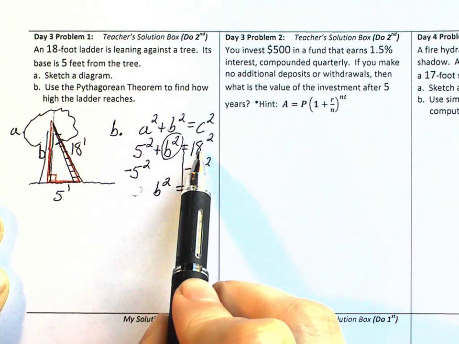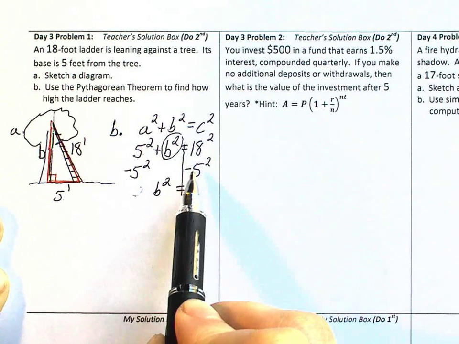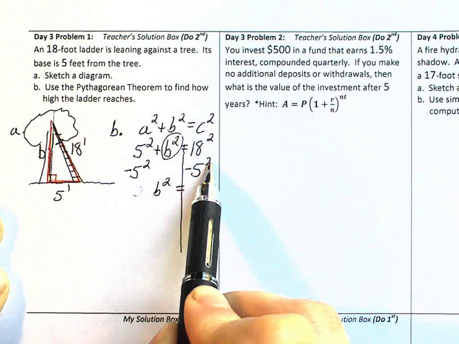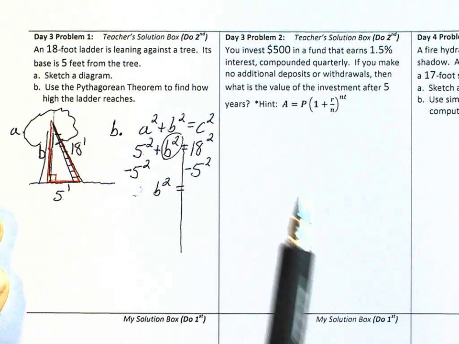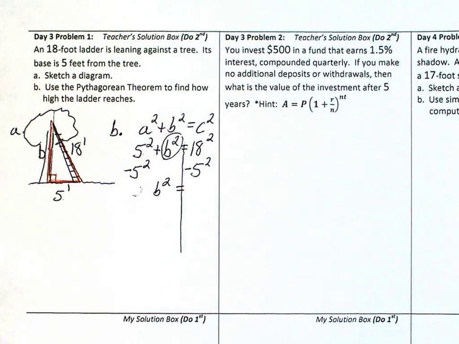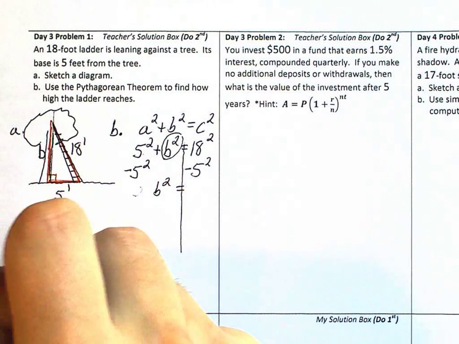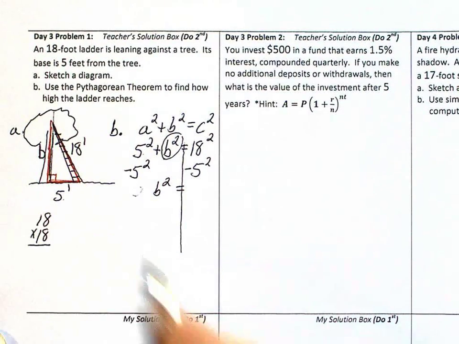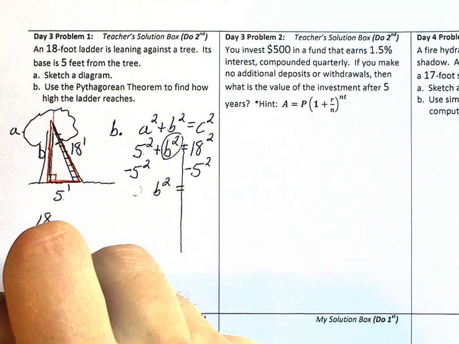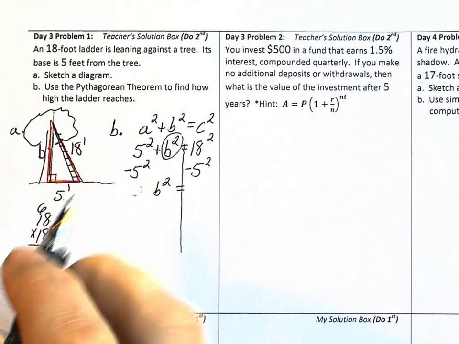Now, what do we have over here? 18 squared subtract 5 squared. We need to figure out what this is. So first of all, what is 18 squared? So 18 times 18. 8 times 8 is 64, carry 6.